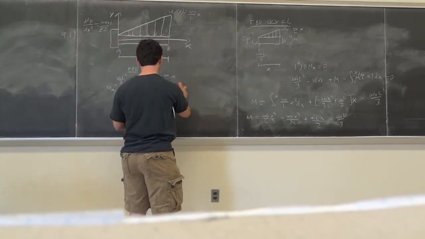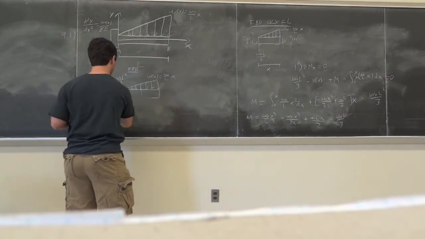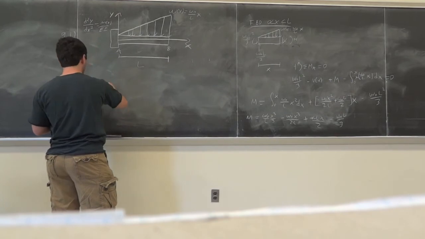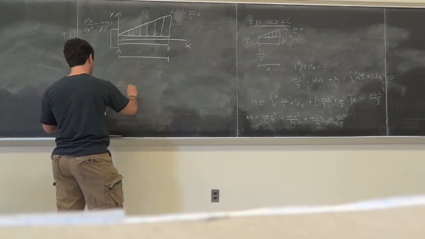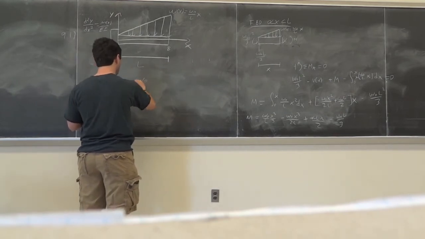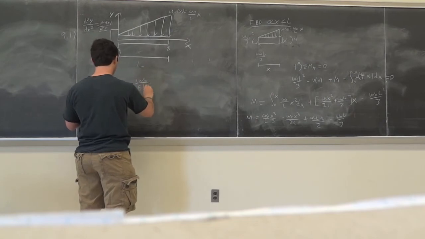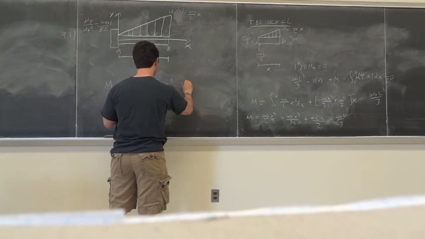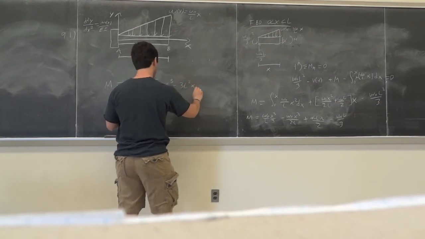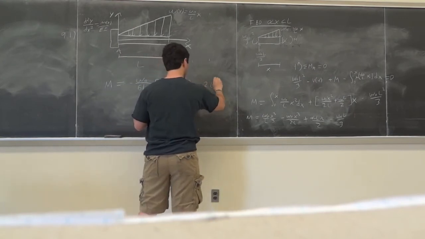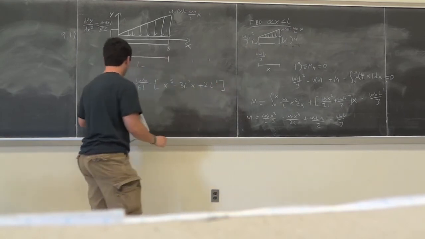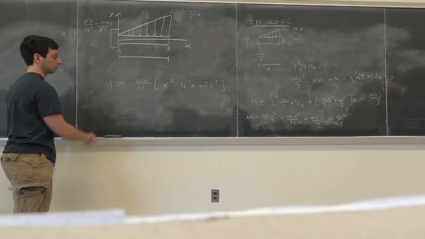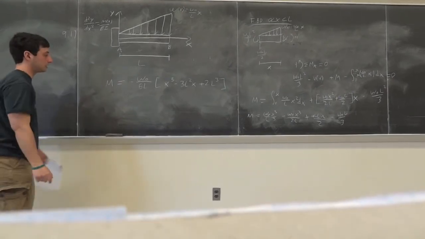Okay, so I'm just going to give you the final product of it. Alright, so the moment you get is equal to minus W naught. You could do the algebra and figure this out. You get x cubed minus 3L squared x plus 2L cubed. Alright, so when you simplify this, it's completely simplified. Okay? So this is M.